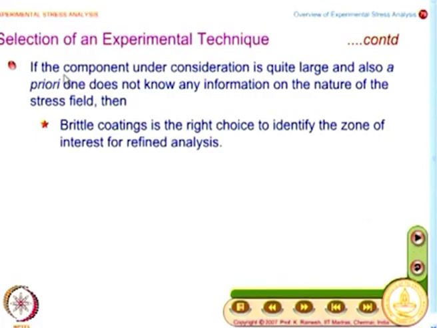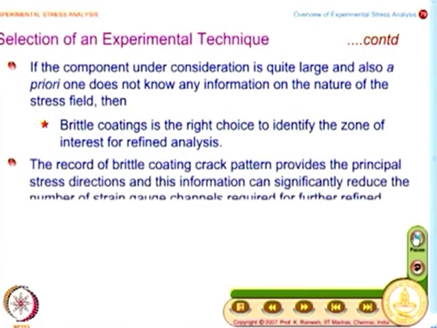On the other hand, if the component under consideration is quite large and also a priori one does not know any information on the nature of the stress field, then combine brittle coatings and strain gauges. So, you use brittle coatings to identify zones of interest for refined analysis, continue the refined analysis based on strain gauges. And there is also another advantage.